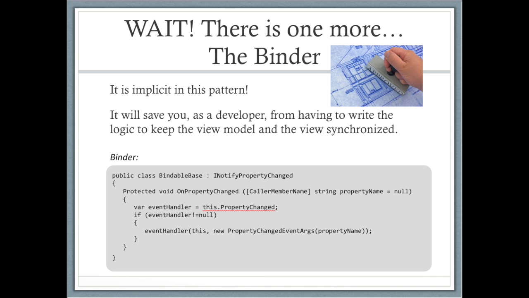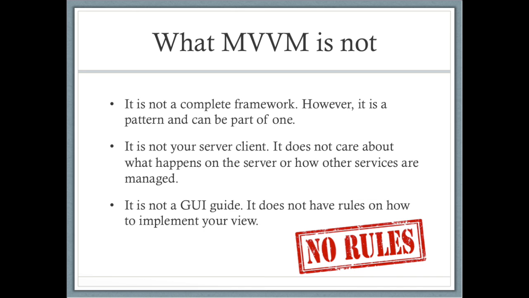Fortunately, in the pattern we're using, the binder is implicit. As a developer, it will save you from having to write the logic to keep the view model and the view synchronized. As we can see in the short example, two-way data binding is what keeps the model and the properties on the view model updated. Now that we've defined our main elements, it is important to say what MVVM is not. It is not a complete framework.